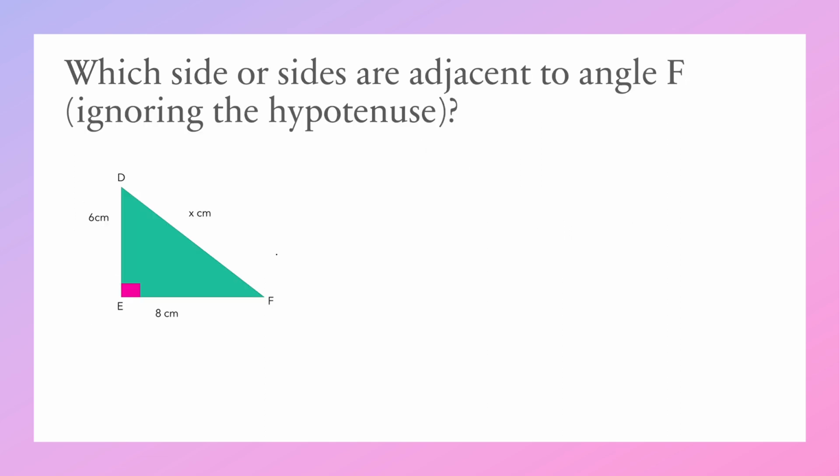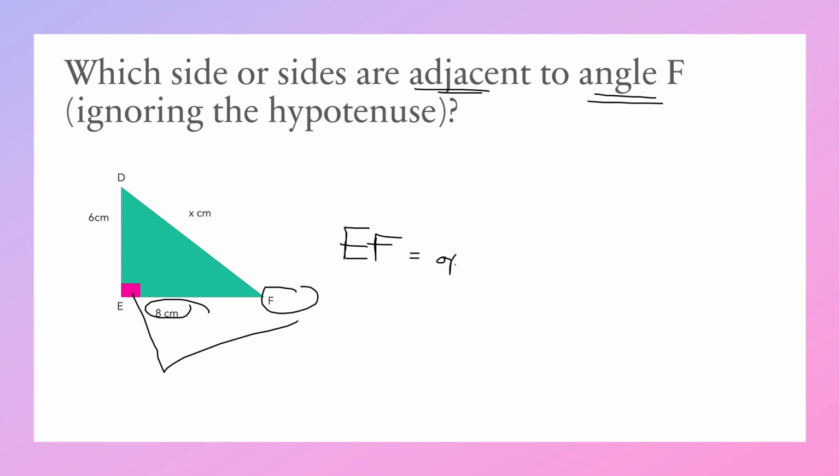Okay, let's try another one, adjacent to angle F. So we've got angle F here. Which one's adjacent? It's going to be EF. Boom. Because it's touching the right angle, and it's touching the angle. And EF is also opposite to D.